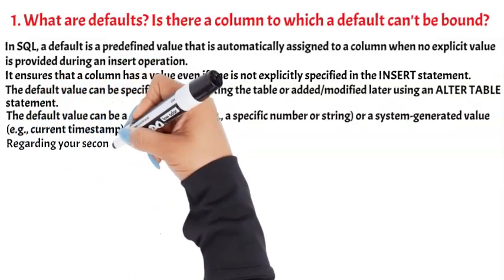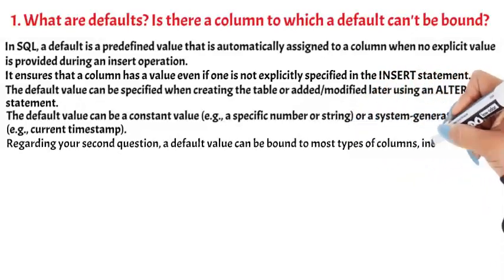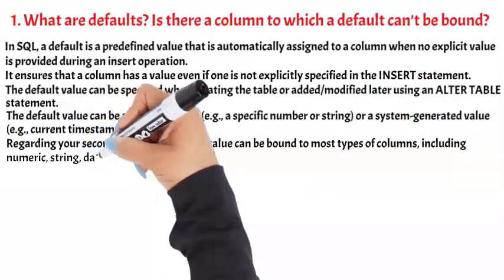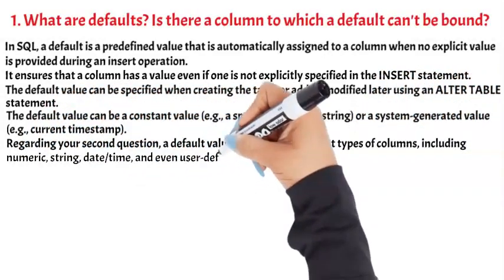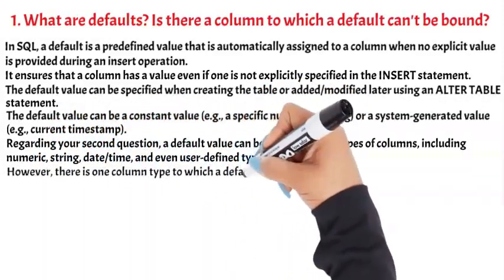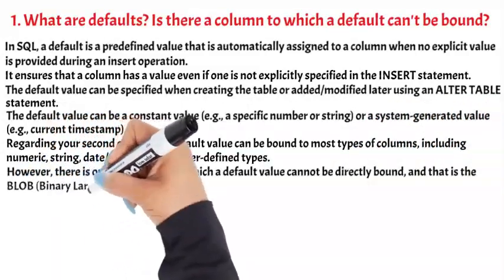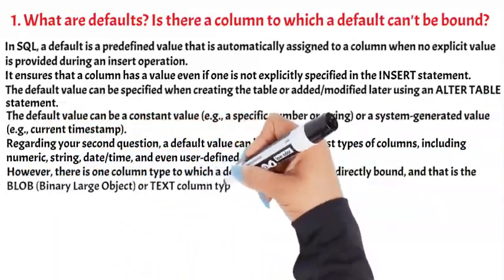Regarding your second question, a default value can be bound to most types of columns, including numeric, string, date/time, and even user-defined types. However, there is one column type to which a default value cannot be directly bound, and that is the blob (binary large object) or text column type.